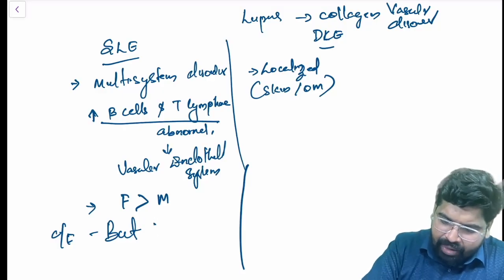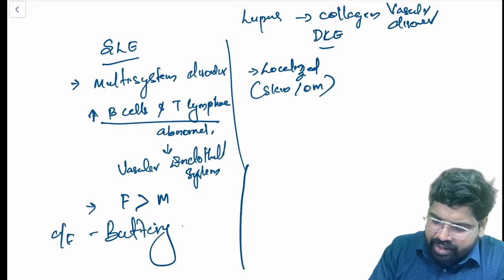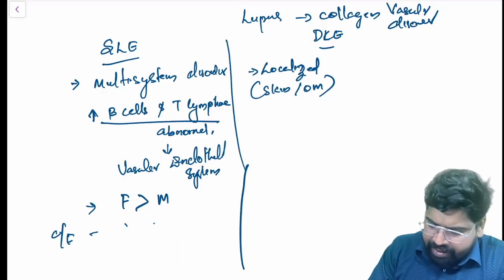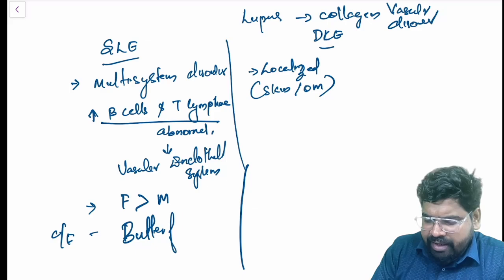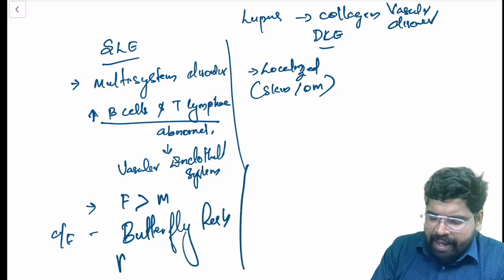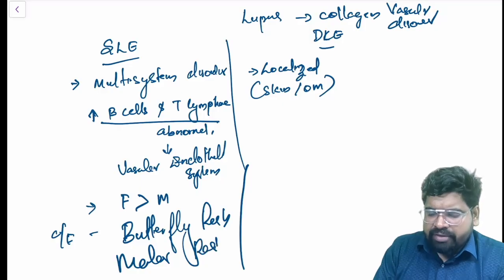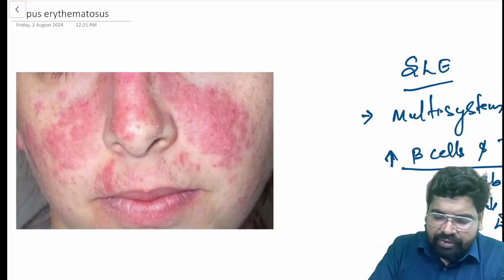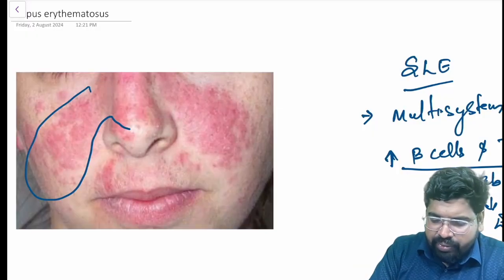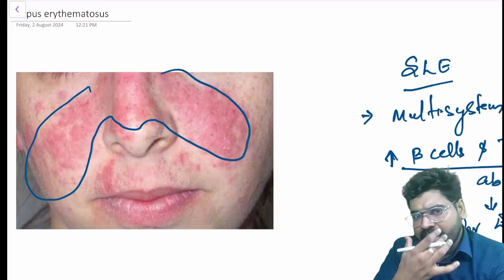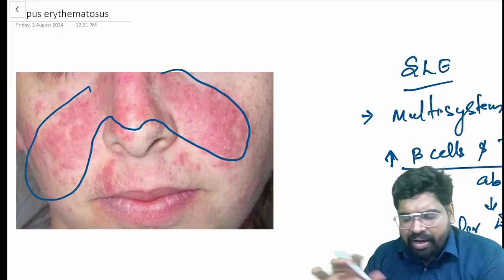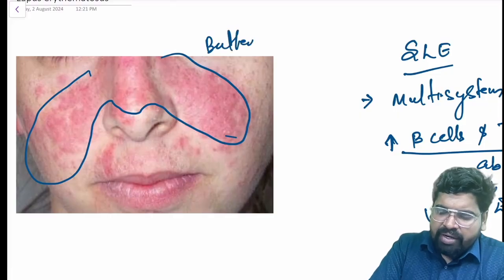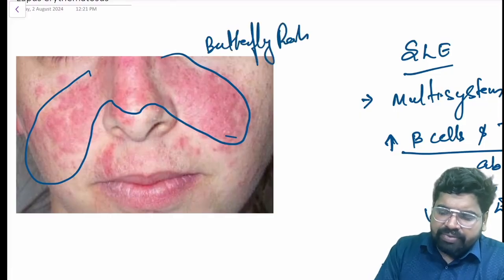Butterfly rash, or the malar rash. Can you see this butterfly rash or malar rash in this picture, on the malar region? You can see the red rash over the nose, and it looks like a butterfly sitting on the face, right? It's just a fancy name they have given. So this is the butterfly rash, or malar rash.